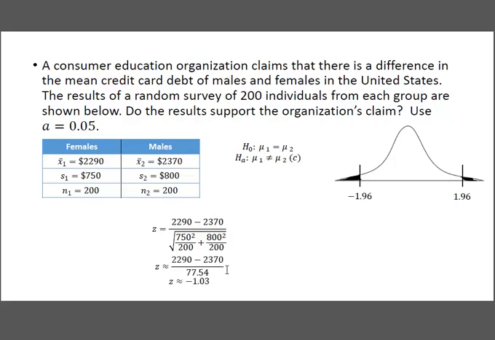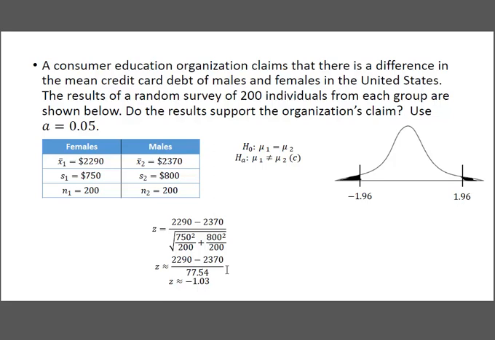I'm getting 77.54 when you square root the bottom piece. And when you do 2,290 minus 2,370 divided by that, you end up getting negative 1.03. Now, if you're just a little bit off because you rounded funky, give or take a little bit, it's totally fine as long as you get the main gist of this. That should be good.